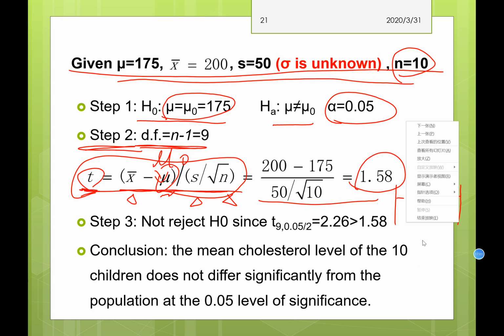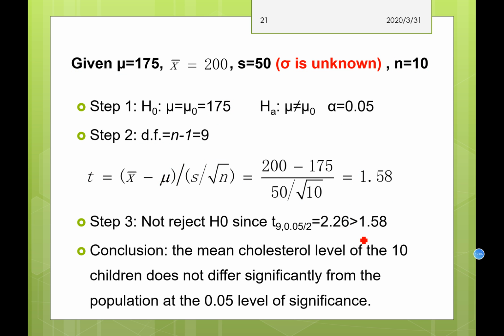Okay, so this is the second step. And next one is step 3. We need to make a decision: reject H0 or not reject H0. So how can we do that? We need to use this t value, that is 1.58. At this time we need to use table A2. We need to find a special t value, or we can find the corresponding probability of 1.58 in table A2.